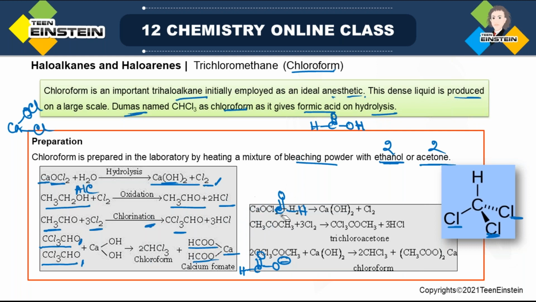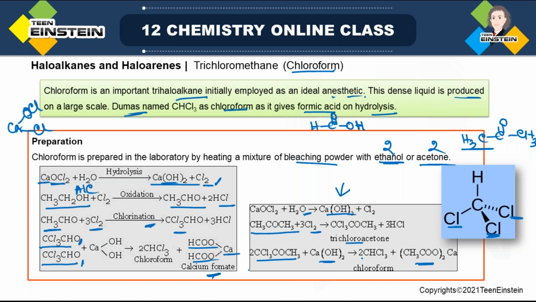And the second method is, again you have taken bleaching powder, then reaction with water, formation of the same thing. The first step is the same. Second step, now we have taken acetone. In the presence of chlorine, there is formation of trichloroacetone. So acetone is H3C-CO-CH3. But if any one of these methyls is converted to CCl3, it will be called trichloroacetone. Now 2 molecules of trichloroacetone in the presence of calcium hydroxide already produced in the first step will produce 2 molecules of CHCl3, that is our final desired product, and calcium acetate.